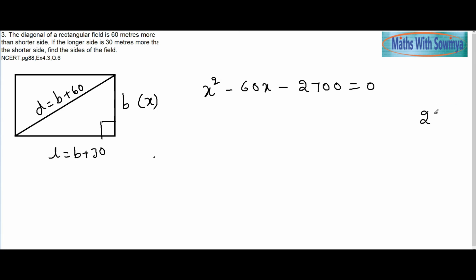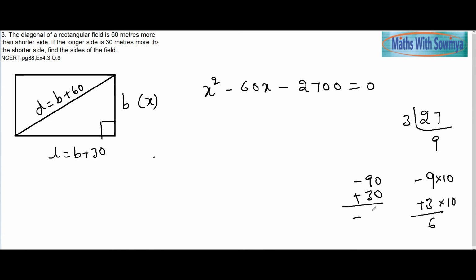So, 27 if I take directly 3 into 9, and 9 and 3 if I subtract, I will get 6, but we want 60, so into 10 you can do here. So, that will give me minus 90 plus 30, which gives me minus 60. On multiplying 90 and 30, we will get 2700. So, 90 and 30 are the two values we got.